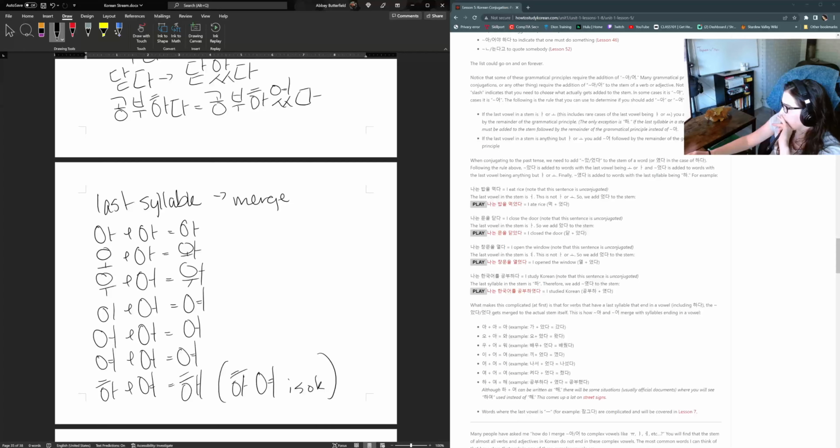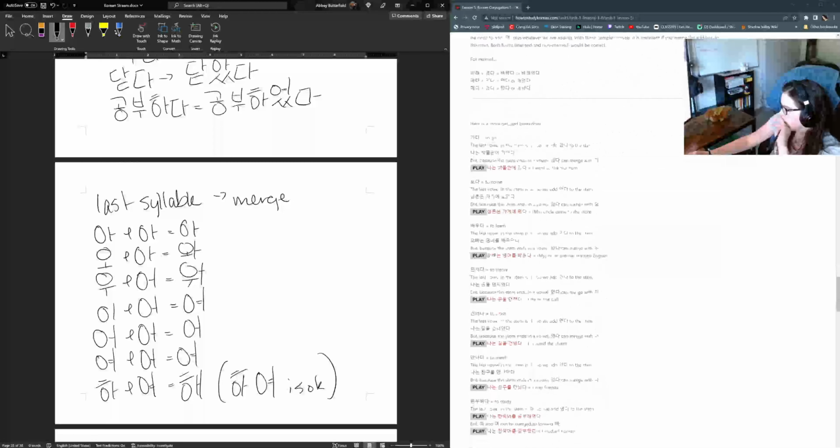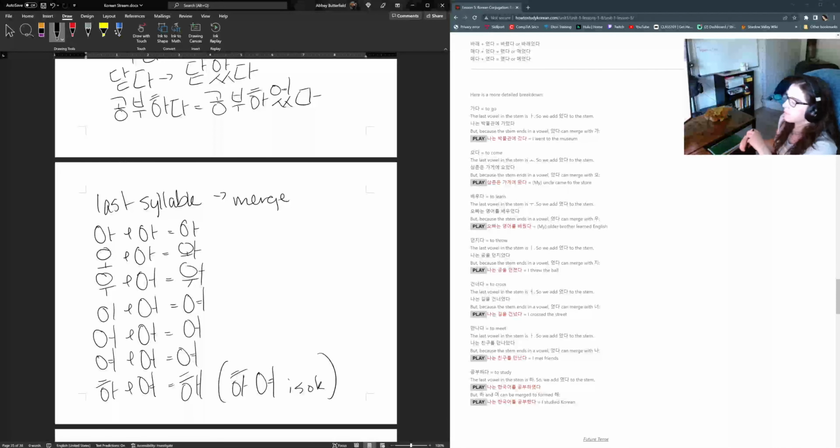Does it have to be merged? So merging 가다, to go, could be: the last vowel is 아, so you would add 았다. So it'd be 가았다, but because the stem ends in a vowel, it'd have to turn into 갔다. 오다, which you would add 았다 at the end because it ends with an 오, would be 오았다, but you can merge them so it becomes 왔다. This is confusing.